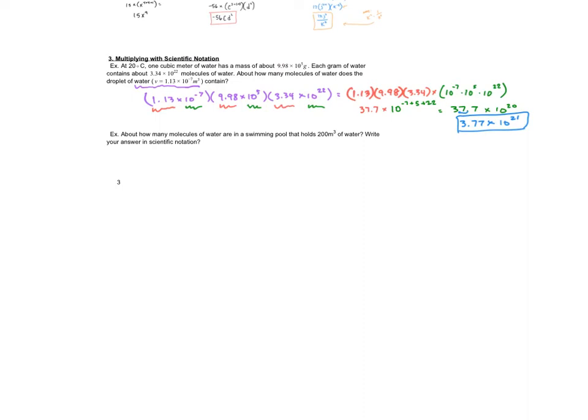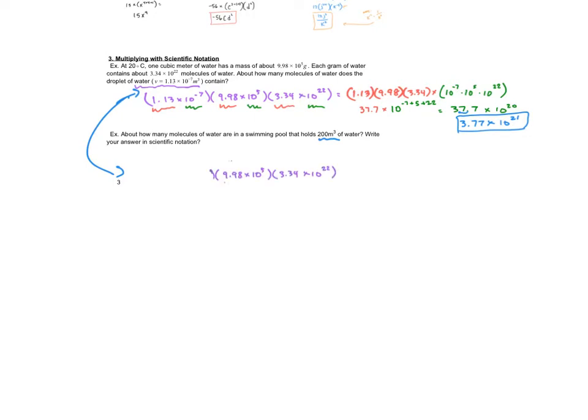And it's asking me about how many molecules of water are in a swimming pool that holds 200 cubic meters of water, and then write it in scientific notation. Well, what we're going to be replacing here is our volume of water. Otherwise, our ratios or our calculations for our molecules and our mass are going to remain the same.